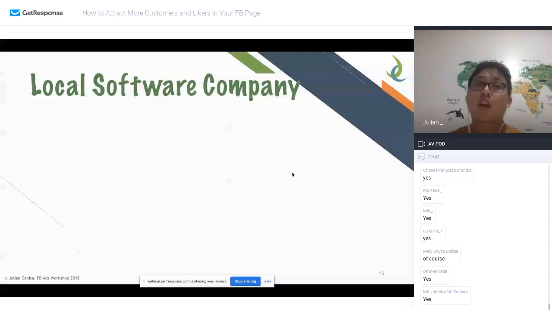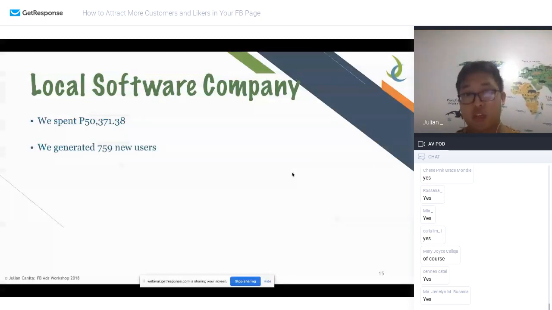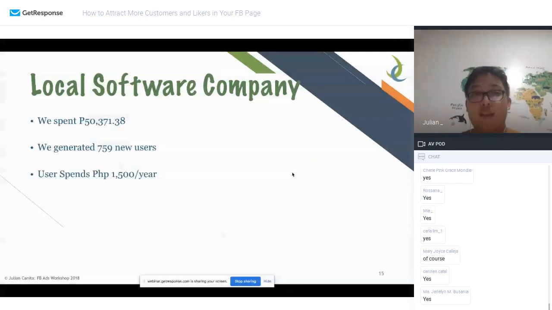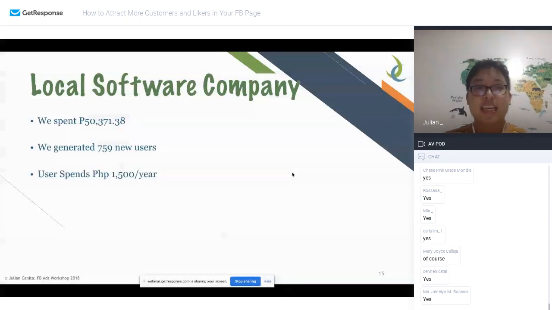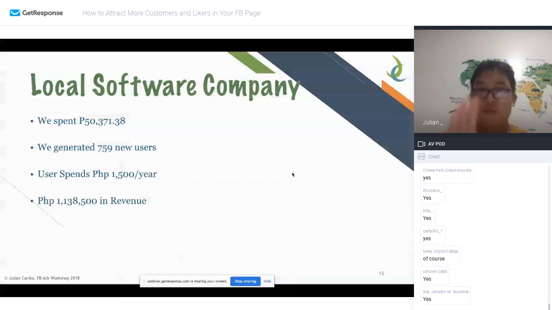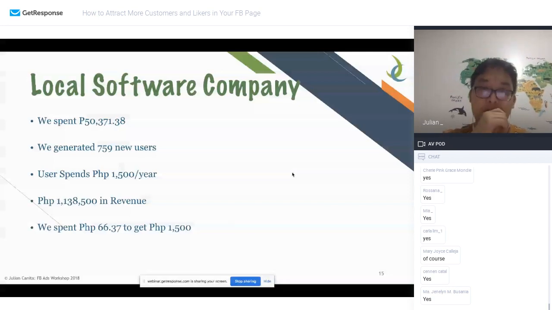For a local software company, we spent 50,000 pesos to generate 759 new users. Each user would spend 1,500 pesos. If you do the math, that's 1.1 million in revenue. So basically, we spent 66 pesos to get a customer who would give us 1,500 for that year. That's a 2,260% return on investment.